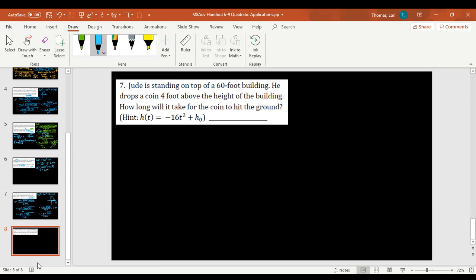The last problem. Jude is standing on top of a 60-foot building. He drops a coin 4 foot above the height of the building. So the building is 60 foot. So let's just draw this.